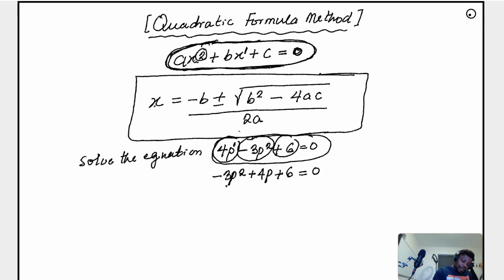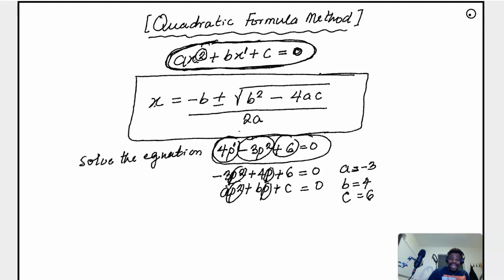Okay, so now let's compare. So this is ap squared plus bp plus c is equal to 0, right? So p squared is equal to p squared here. So what is our a? Our a is minus 3, right? p is equal to p. Plus times plus is plus, so our b is equal to 4. Plus times plus is plus, so our c is equal to 6. So I've gotten my a, my b, and my c.